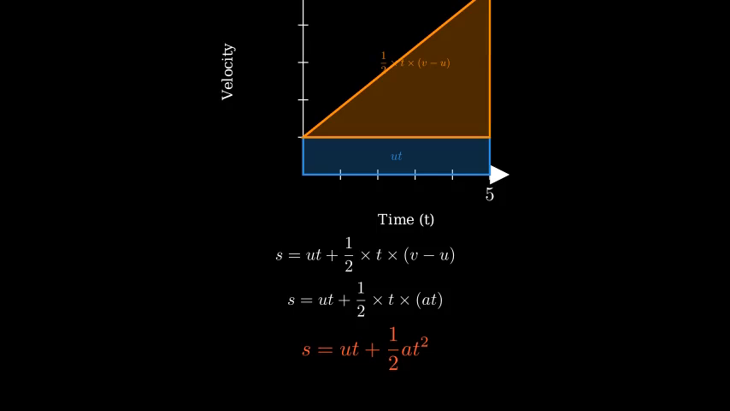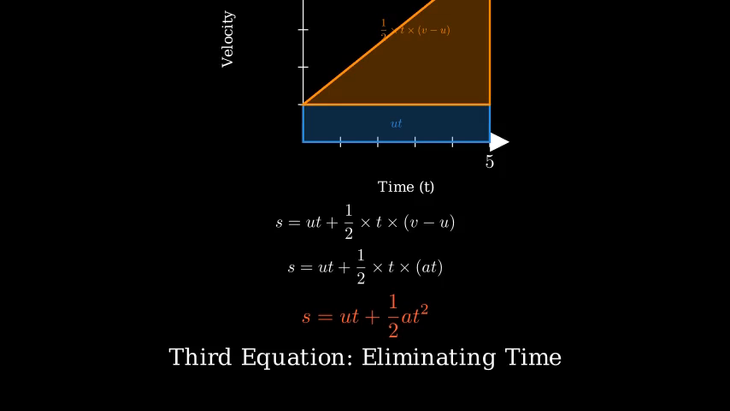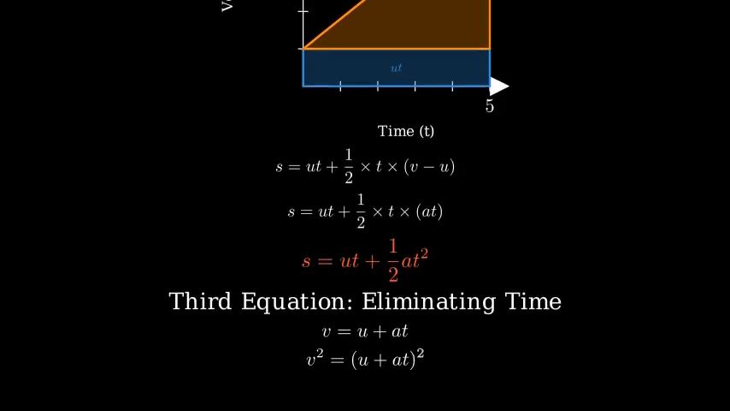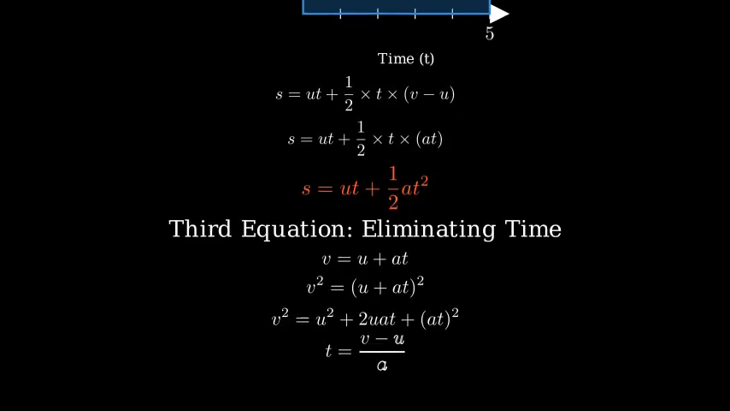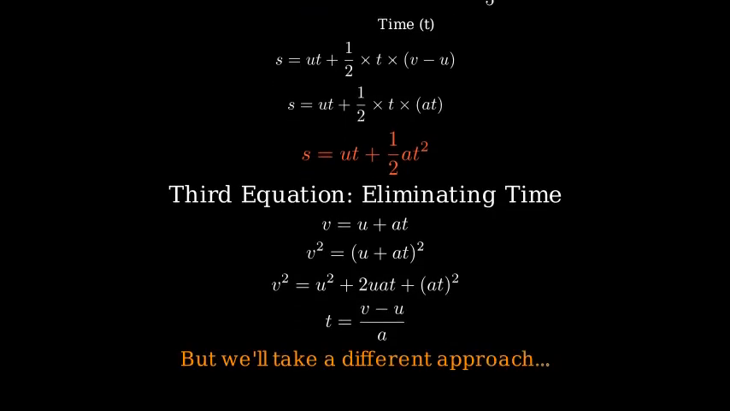Finally, let's derive the third equation of motion. We want to establish a relationship between initial velocity, final velocity, acceleration, and displacement without explicitly involving time. Starting with our first equation, v equals u plus at, let's square both sides. This gives us v squared equals u squared plus 2 times u times at plus a squared times t squared. From our first equation, we can express t as (v minus u) divided by a. But we don't want to substitute just yet.